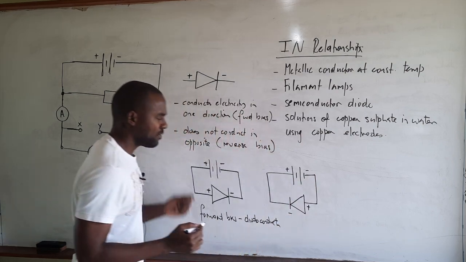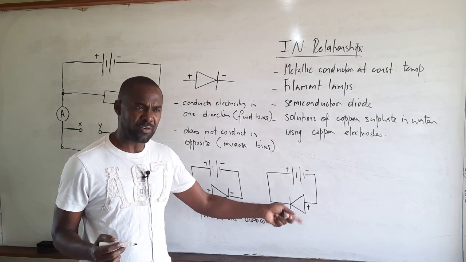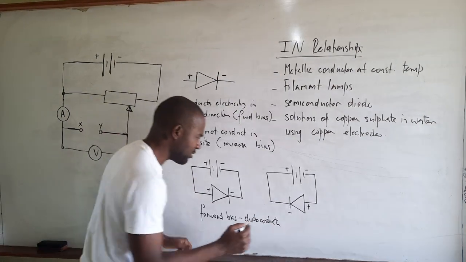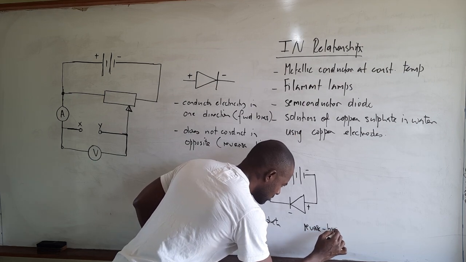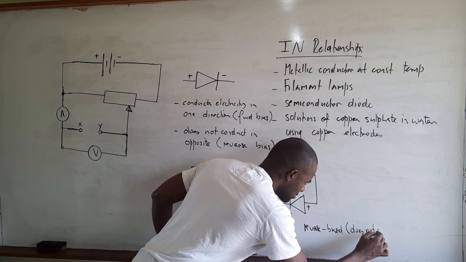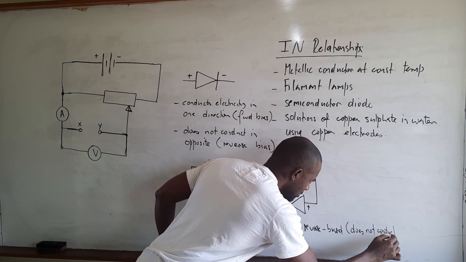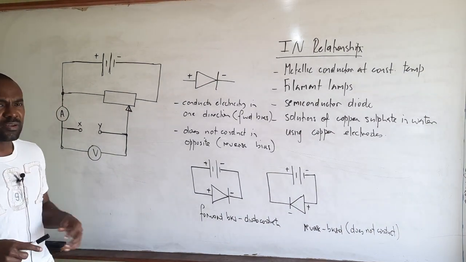So now we have the positive terminal of the battery connected to the negative terminal of the diode and vice versa. And therefore this diode is now reverse biased, and we say that it does not conduct. Right? So in reverse bias, the diode essentially does not allow the passage of an electric current.